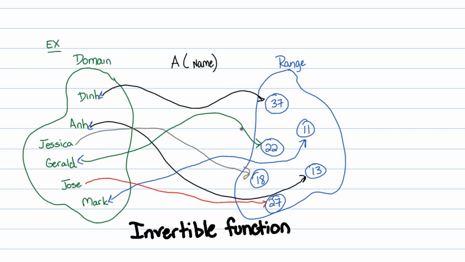For example, in this case, the function takes a person's name and turns it into an age. But the inverse function, which goes in the reverse direction, takes the age as its input and returns the name. So that's what inverse functions do. They kind of undo. It's a circular kind of process.